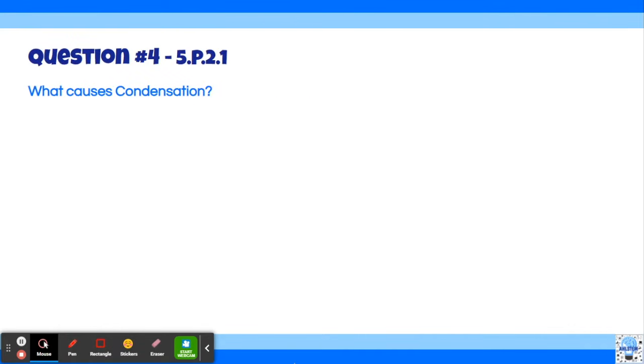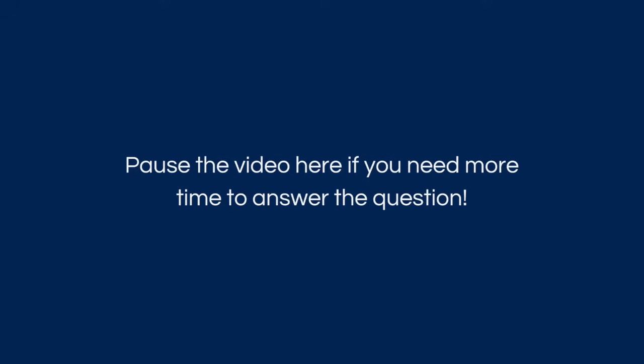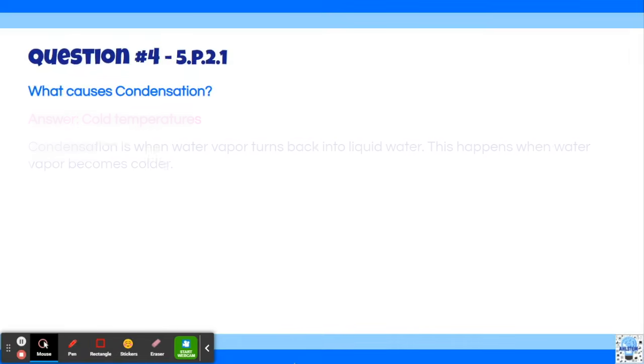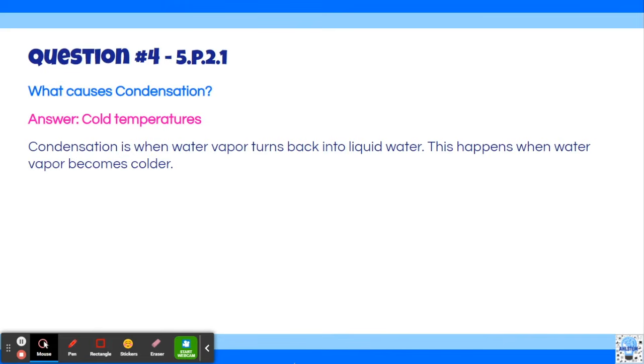Moving on to question number 4. What causes condensation? The answer is cold temperatures. Condensation is when water vapor turns back into liquid water and forms clouds. This happens when water vapor becomes colder.